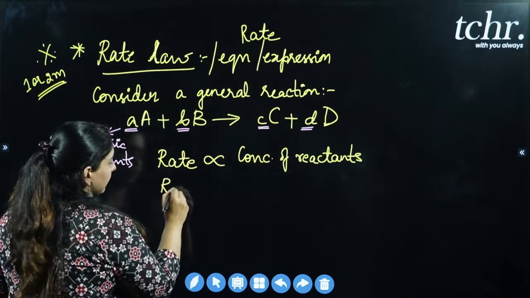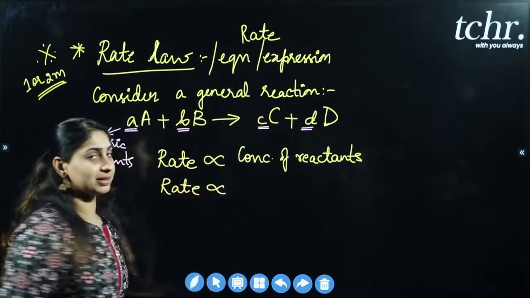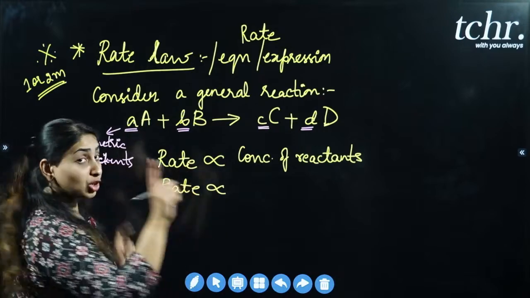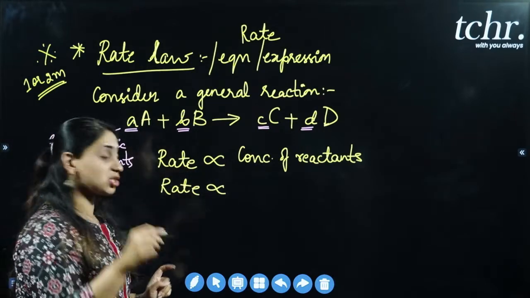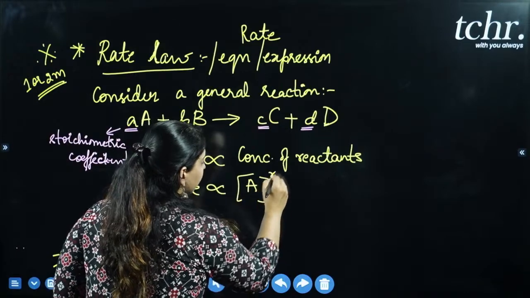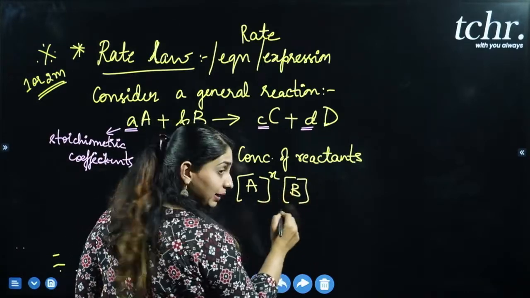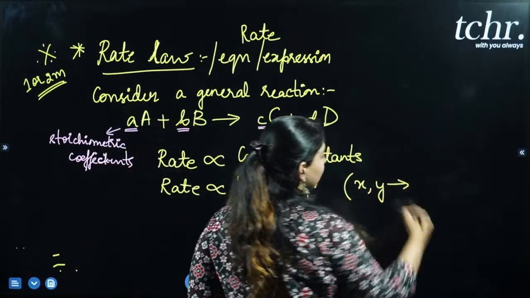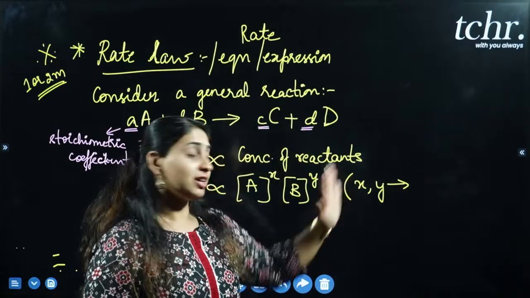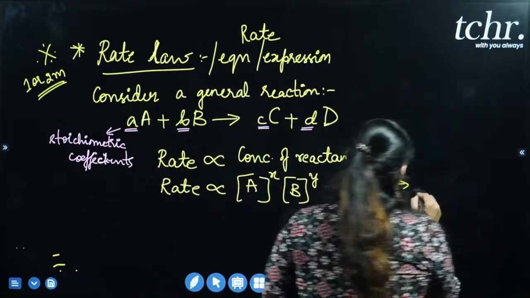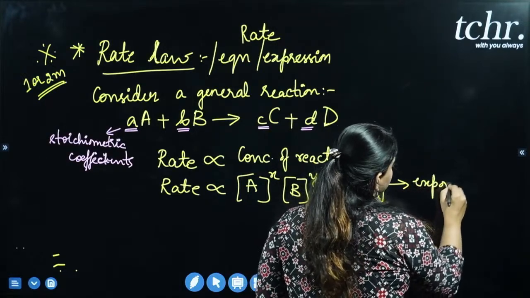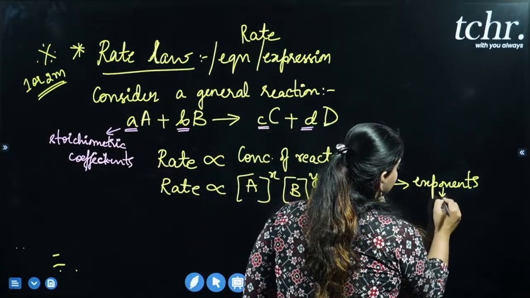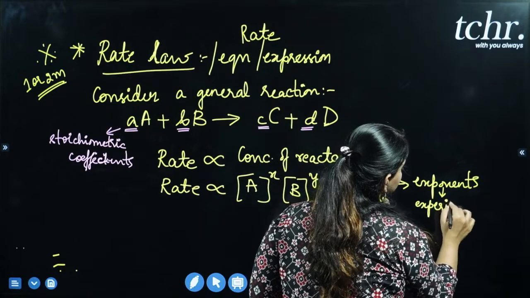So rate is directly proportional to, I will write this again, it is directly proportional to, here which are the reactants? A and B are reactants. So how do we represent concentration, I had told you, using square bracket. So square bracket A raised to the power x and square bracket B raised to the power y, where x and y is a new term that we are introducing, and whenever we introduce a new term, we should explain what it is. So x and y are exponents, okay? They are exponents which are usually determined practically or experimentally determined. You cannot theoretically determine this.